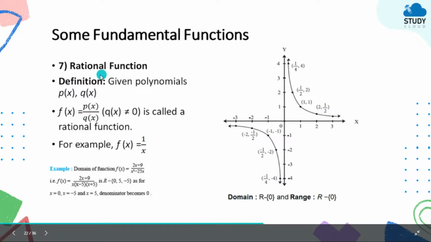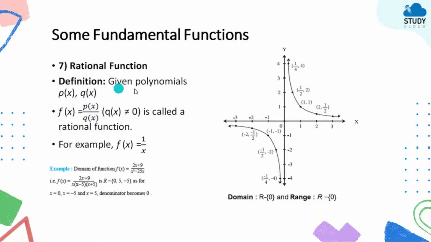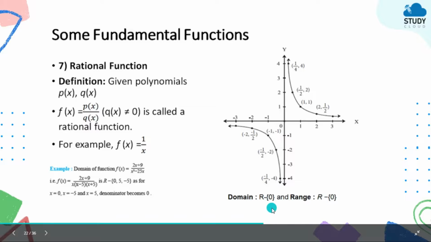The next one is the rational function. The definition: given polynomials p(x) and q(x), when you put them in numerator and denominator form, this is the rational form. f(x) = p(x)/q(x), where q(x) is not equal to 0, is called a rational function. For example, if we have f(x) = 1/x, then this is the graph. Your domain excludes 0, but here you see there is a minus sign, and the range is similar.